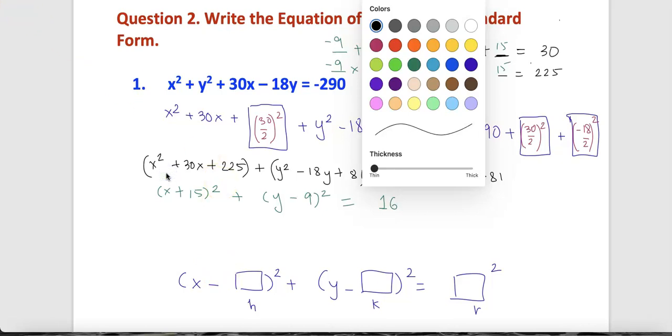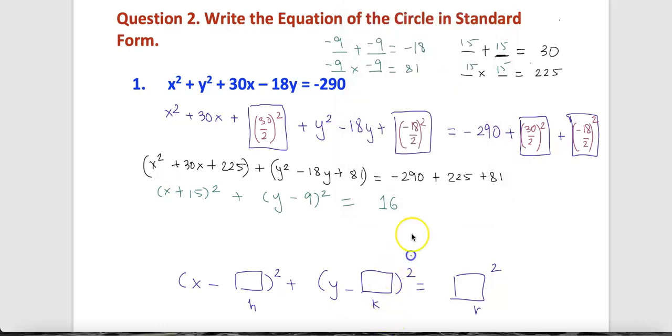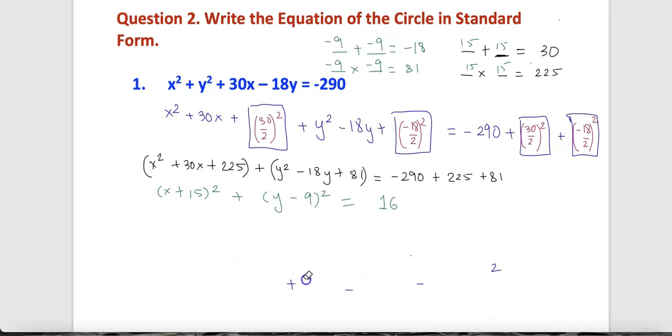So our final answer is this one over here. I think we already have the final answer. We don't need any of this equation, because my final answer is already in the standard form, x minus h square plus y minus k square, over here. So that's my answer.